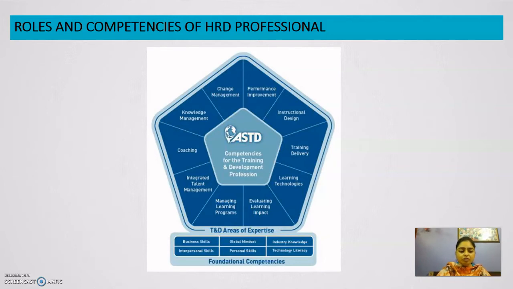Next is instructional design. Instructional design is related to designing and developing informal and formal learning solutions using a variety of methods. With this, they are able to conduct a needs assessment, identify appropriate learning approaches, analyze and select technologies, integrate technology options, evaluate learning design, etc.